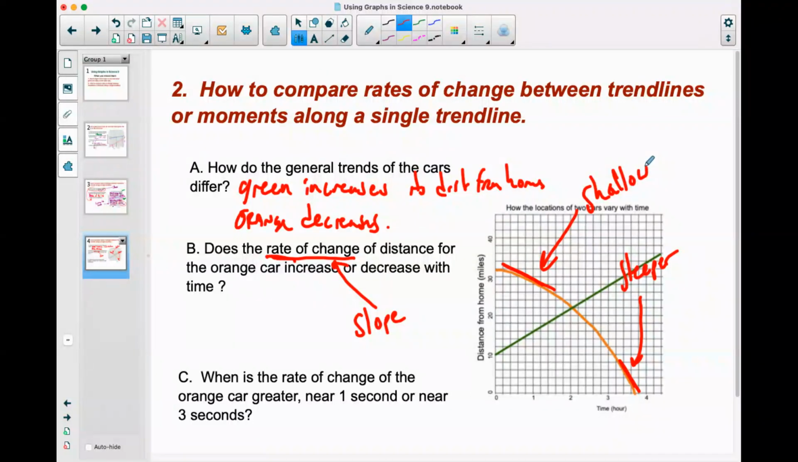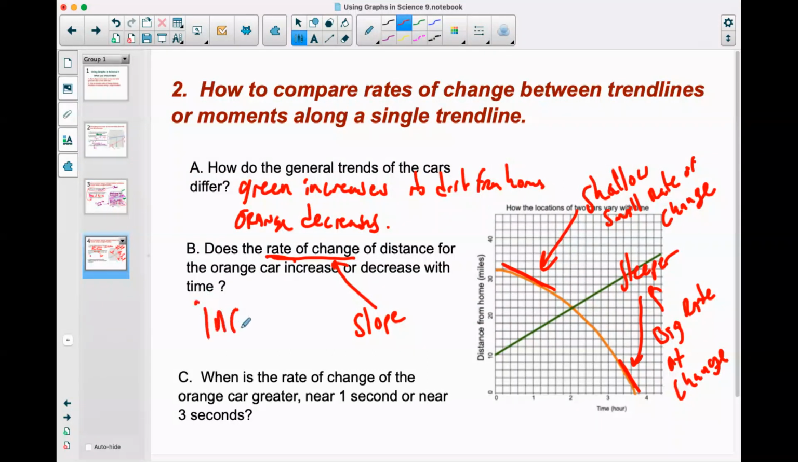And so when we're asked about the rate of change, shallow steepness or low steepness is the same as saying small rate of change. And steeper means big rate of change. So, does the rate of change for the orange car increase or decrease? Well, it starts with small and ends with big rate of change. So the answer is its rate of change increases.